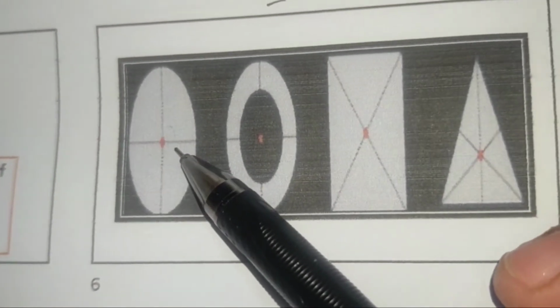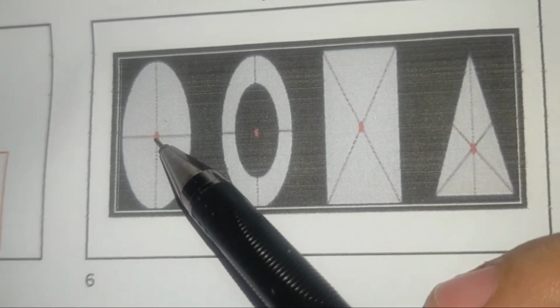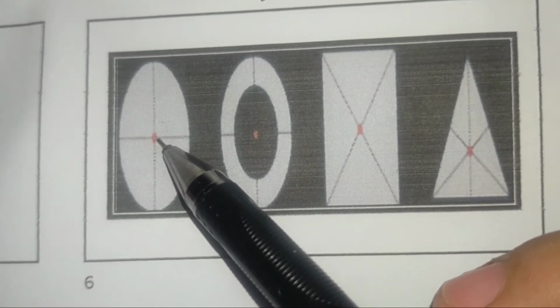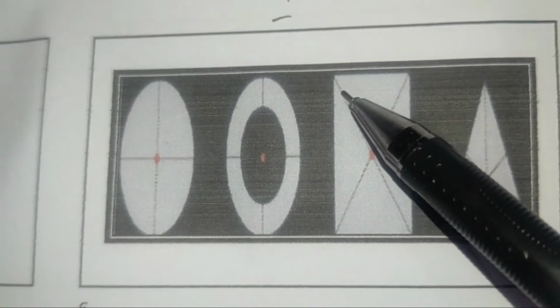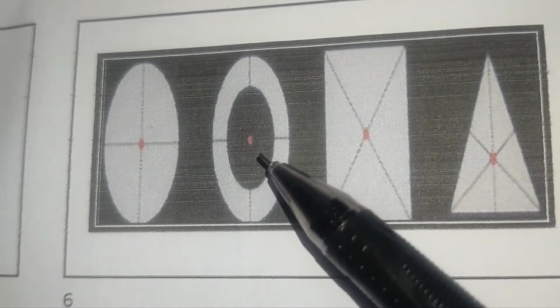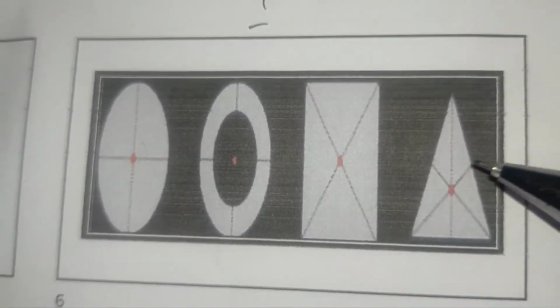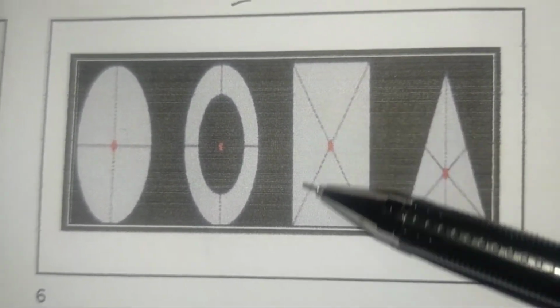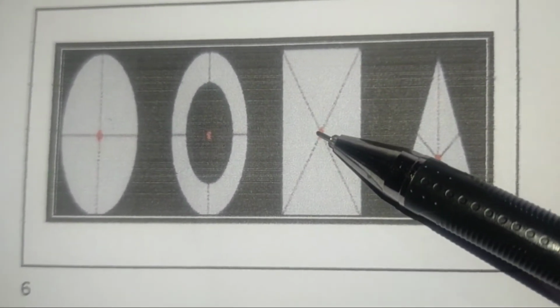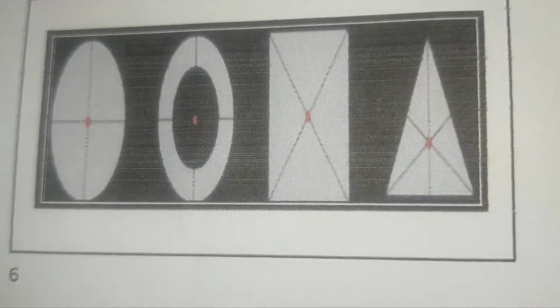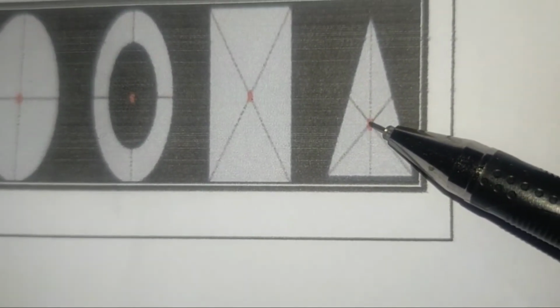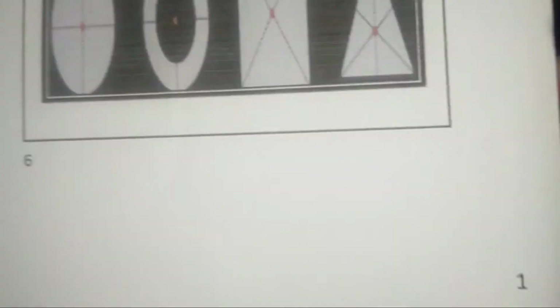This one is a full circle, so it is located at the center. The color red is the center of mass. Next, this one is a ring, and it is located in this position. We also have here a rectangle. Again, it is located at the center. Then lastly, we have here a triangle. This is the center of mass.